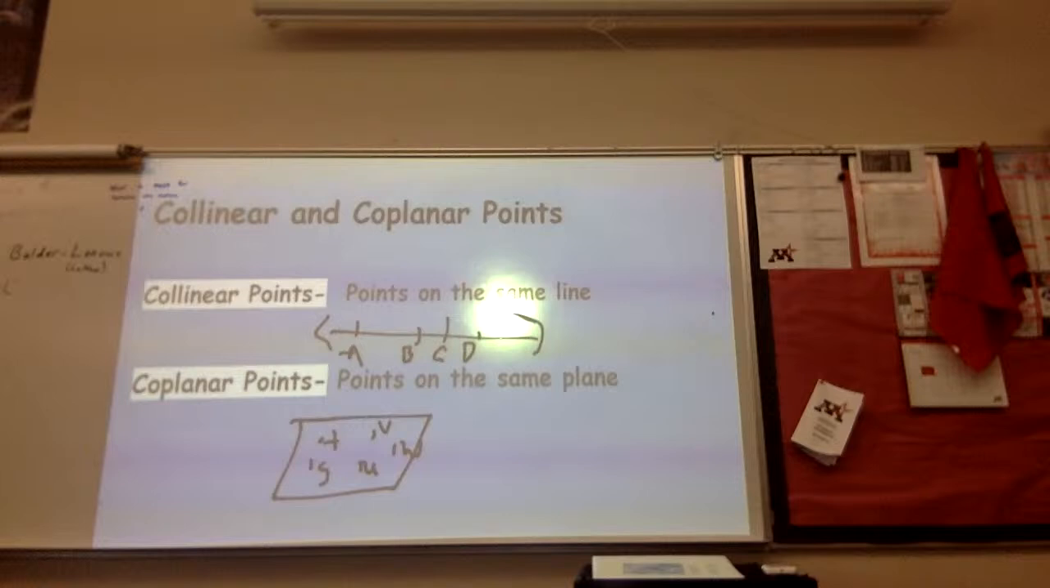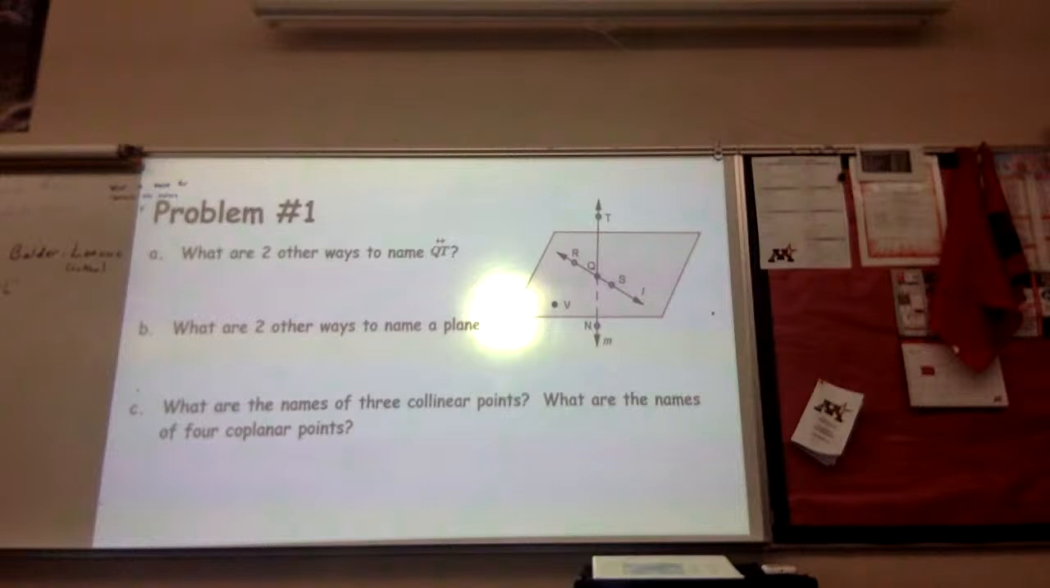Alrighty, so let's go to the next thing here. I'm done with the definitions. Let's look at the problems here today. Okay, so the first one, it says problem number 1. What are two other names to name QT? Okay, so we're going to look at the line QT. That's the one that's going vertical. What are two other ways that we can name that line? Anybody have any ideas? Not line L, but you have the right idea. It's the vertical one.